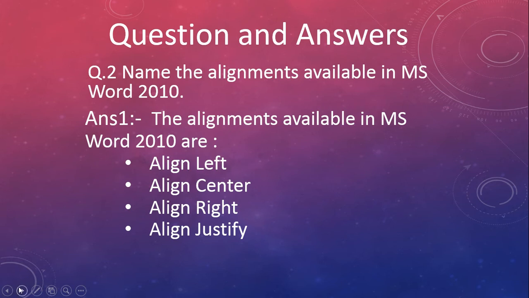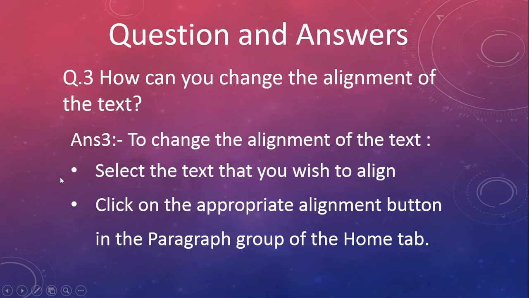So the next question, question number 3. How can you change the alignment of the text? These are the steps. The answer is, to change the alignment of the text, select the text that you wish to align. Click on the appropriate alignment button in the paragraph group of the Home tab.